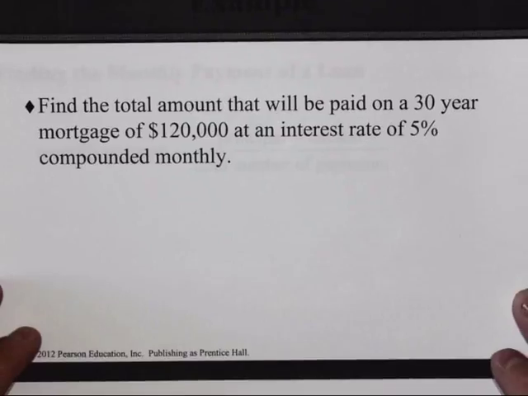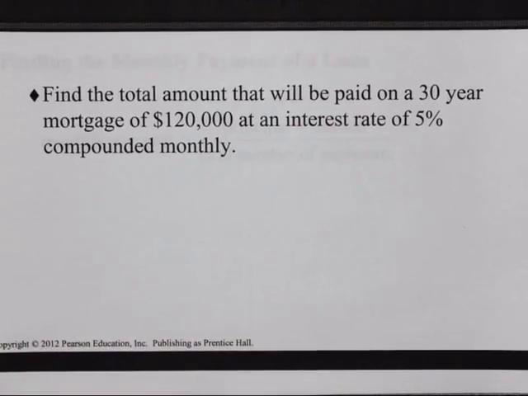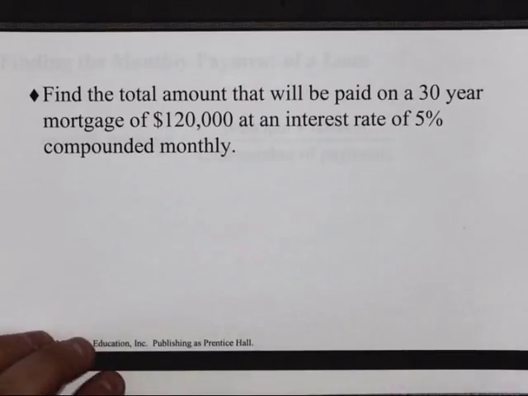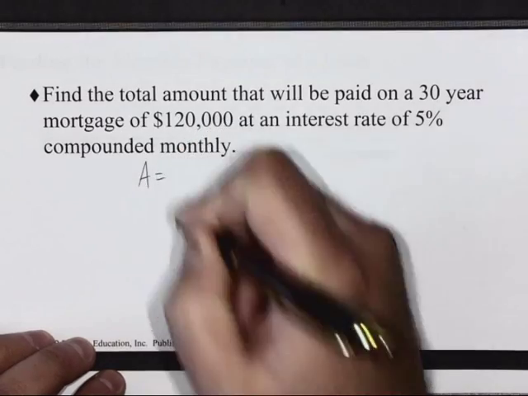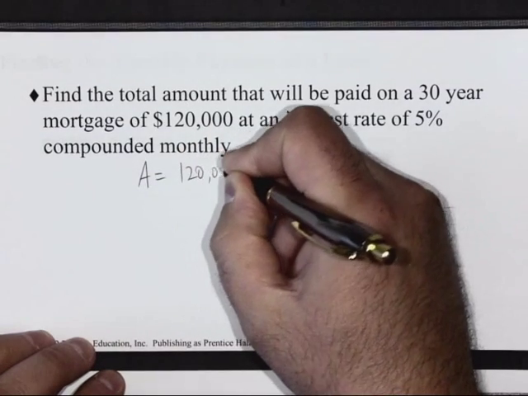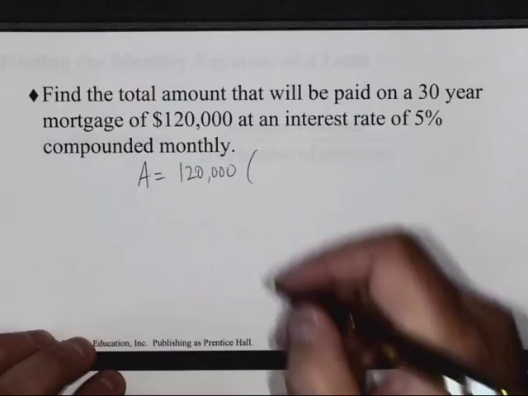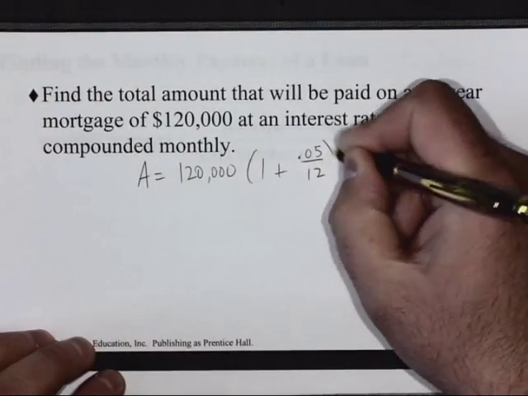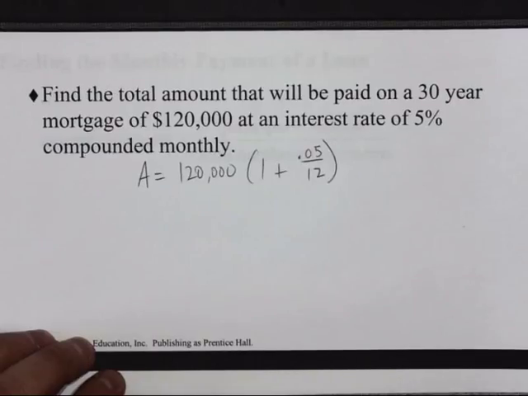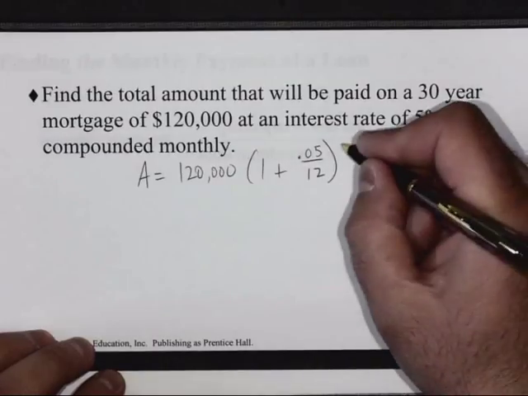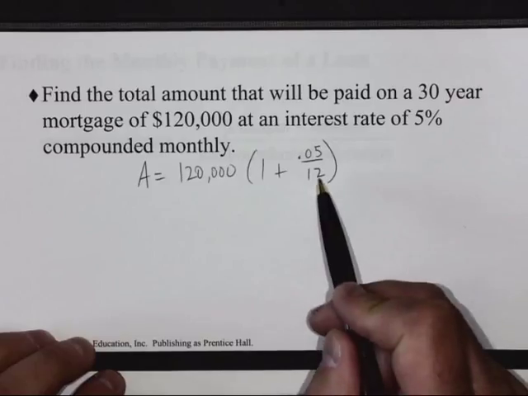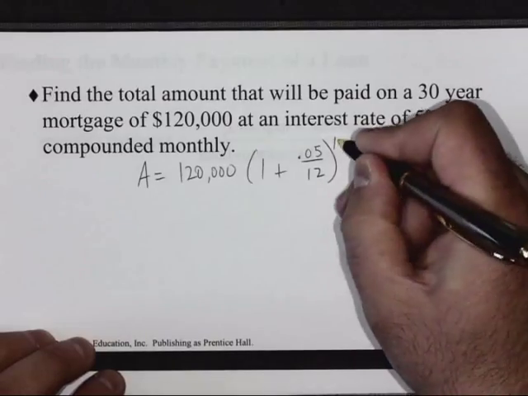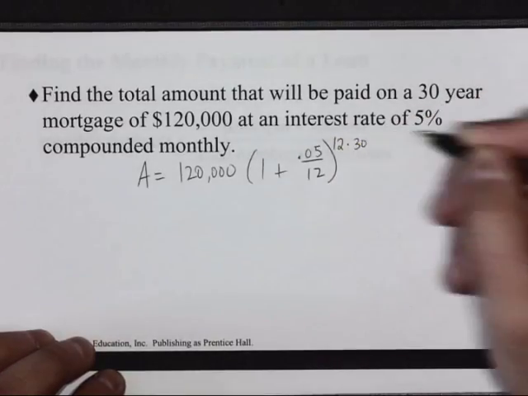Find the total amount that will be paid on a 30-year mortgage of $120,000 at an interest rate of 5% compounded monthly. Okay, so we can once again use our compound interest formula. Here's our principal, 1 plus the rate, and this is compounded monthly, so n is 12. So then this is 12 times t, which is 30.